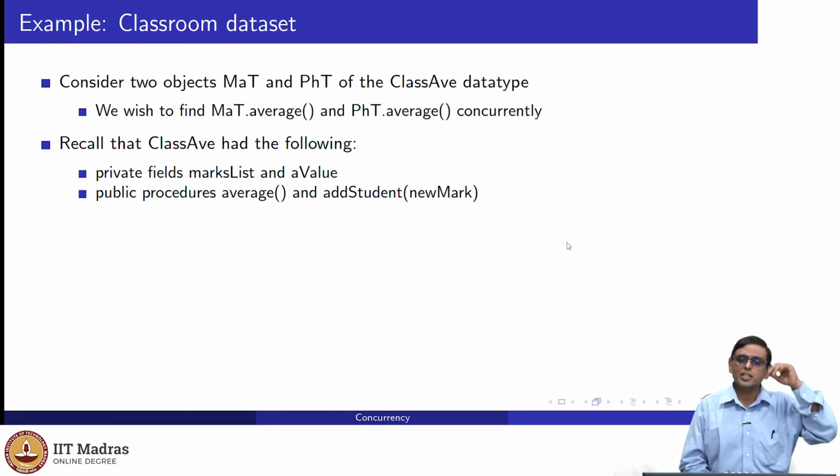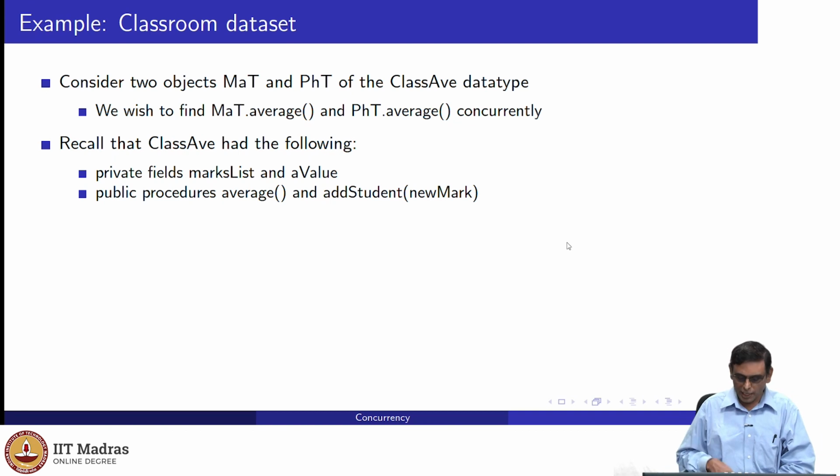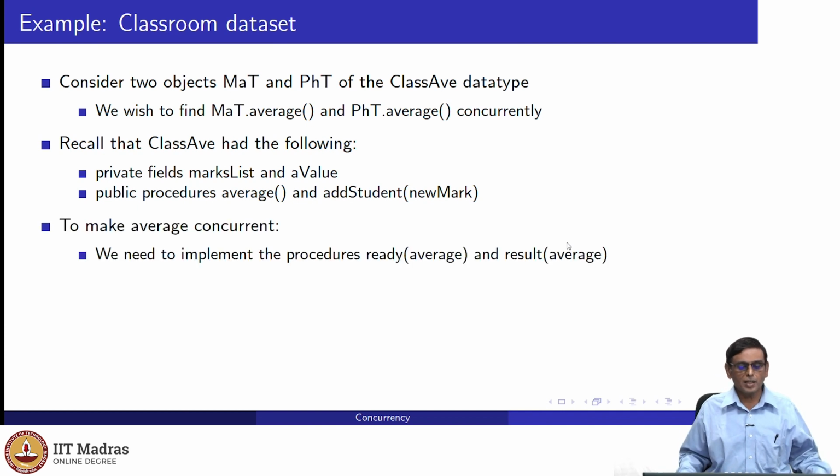It had marks list and A value as the fields, and it had two public procedures, average and add student marks, right? So to make average concurrent, the class average procedure has to implement start, ready, and result. It has to implement start, ready, and result. I didn't write start here. It should implement the procedures start average, ready average, and result average.